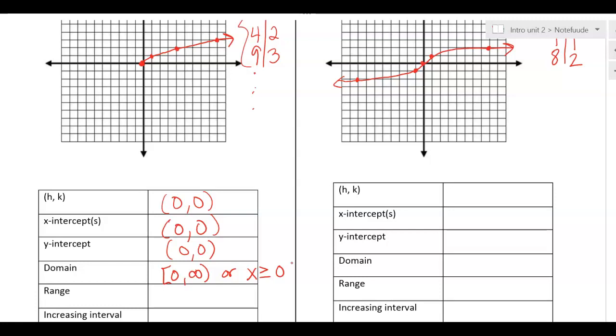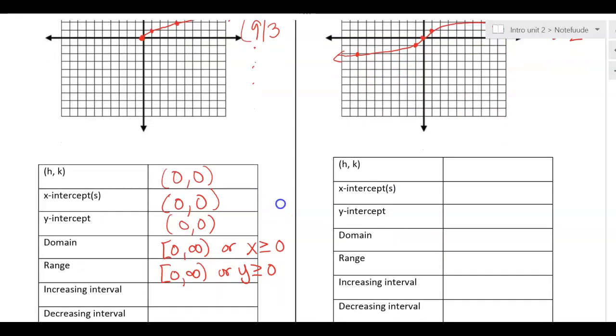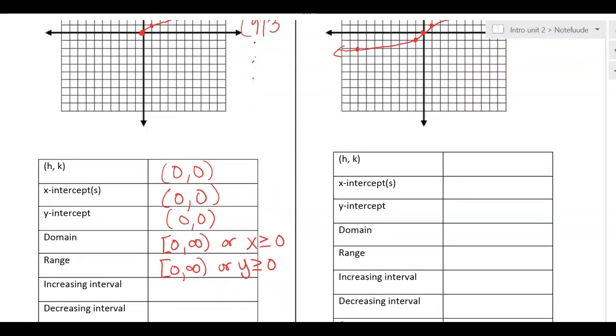All right, what about our range for the square root parent function? Yeah, Aaron? Good. The same type of range here because it hasn't been shifted up or down. Our y values also have to be greater than or equal to 0. We're only getting 0 or positive answers when we take the square root. Okay? All right, increasing interval and decreasing interval.